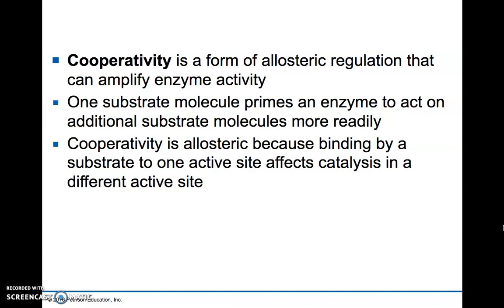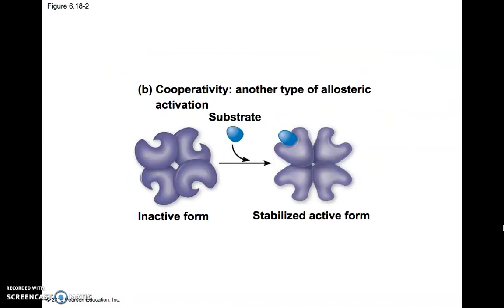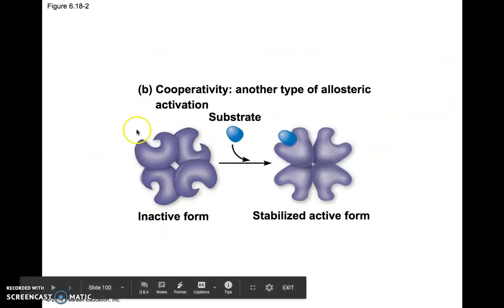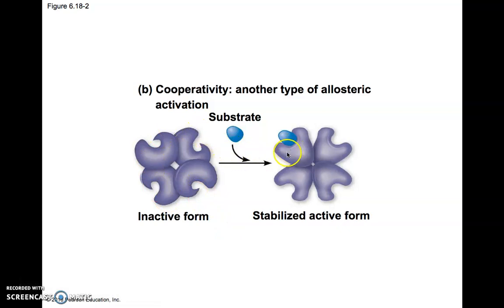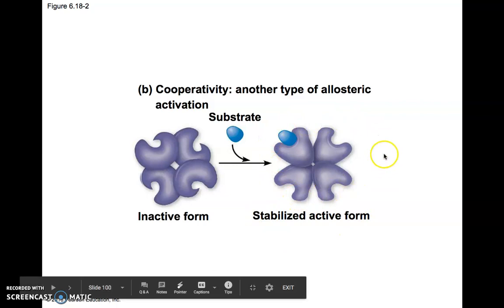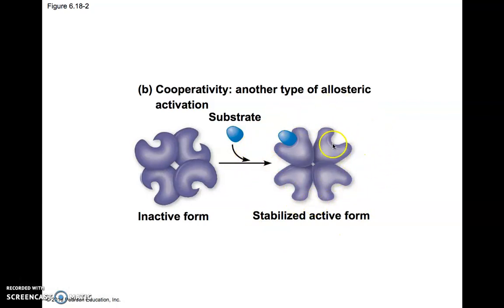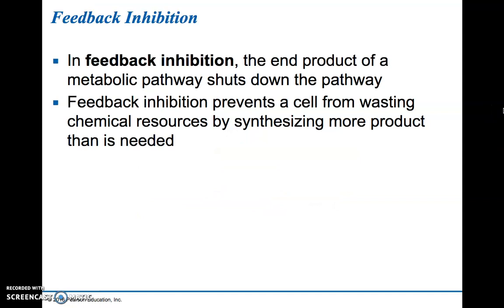We also have cooperativity, and this is another type of allosteric or shape-changing regulation that can speed up enzyme activity. This is where one substrate comes and primes the enzyme to be more ready for additional substrates. And this is allosteric because it changes the shape in the active site. So you can see here we have the inactive form of the enzyme. It's kind of this odd shape. But this first substrate can bind, and once that happens, it changes the enzyme into this fully active form where more substrates can bind as well.